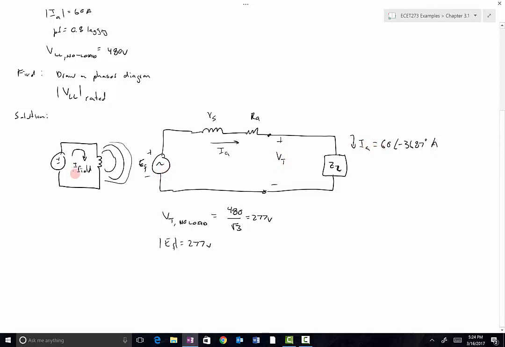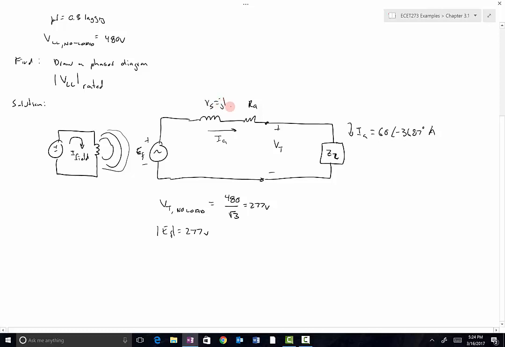EF can't change because that's fixed by the field current, so the terminal voltage has to change because of the voltage drop across these elements right here. So in this example, XS was 1 ohm. It's an inductor though, so it's J1, and RA was equal to 0.